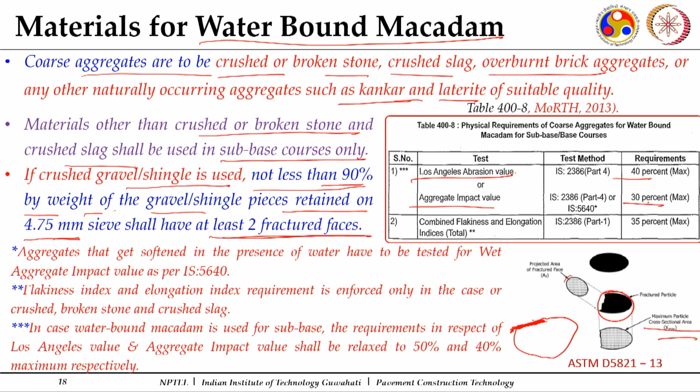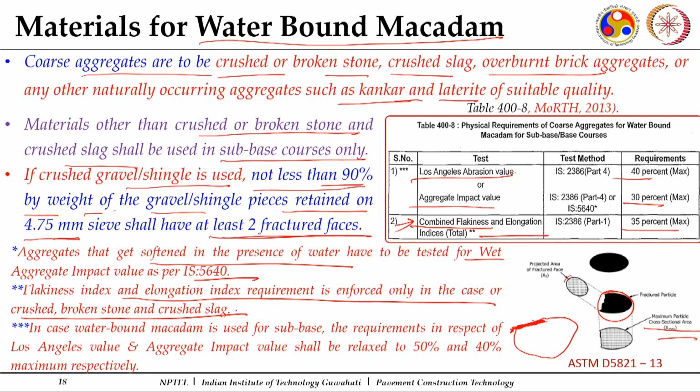As I mentioned, when it was for granular subbase course in the previous slide, it was 40%, here it is 30%. Here it gives the requirement of combined elongation and flakiness index. This is very, very important. You need to check whether it is a requirement of elongation and flakiness index separately or a combined elongation and flakiness index, and here it restricts a maximum value of 35%. And this says that if the aggregates get softened in the presence of water, go for wet impact value, and along with this specifically it says that flakiness and elongation index is enforced only in the case of crushed broken stone.